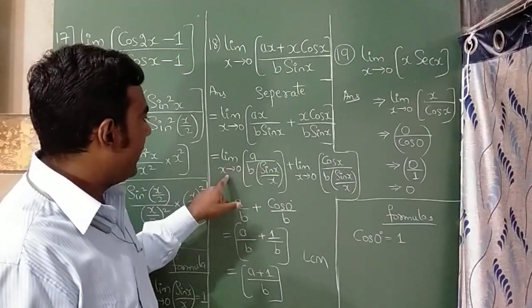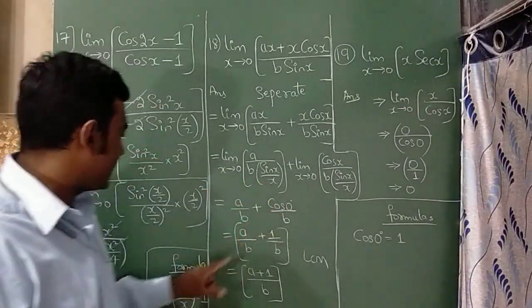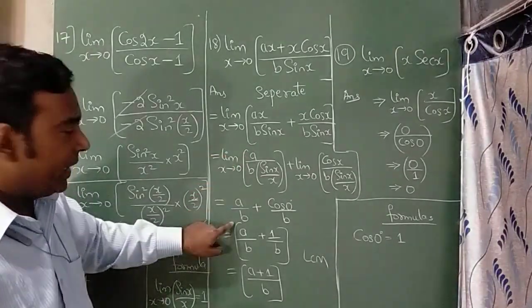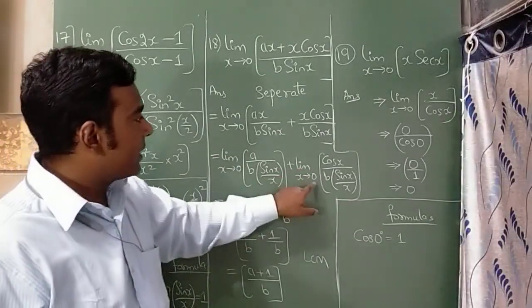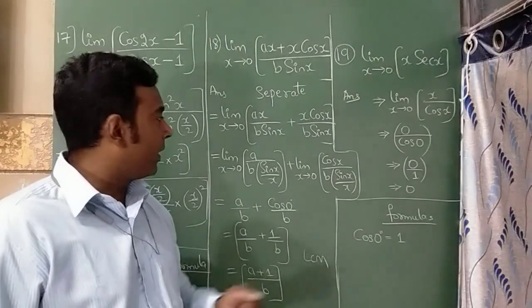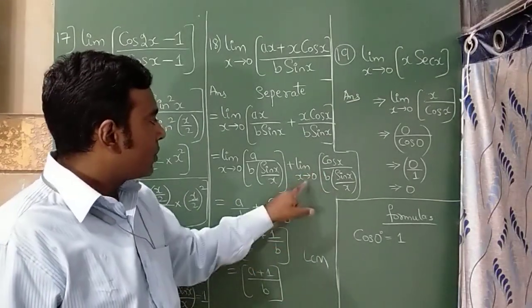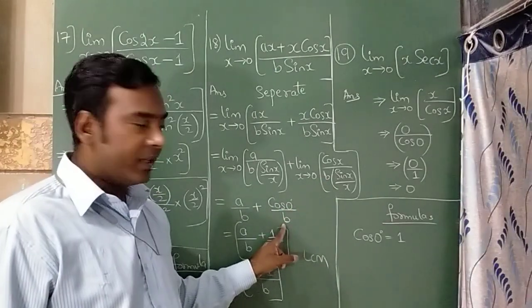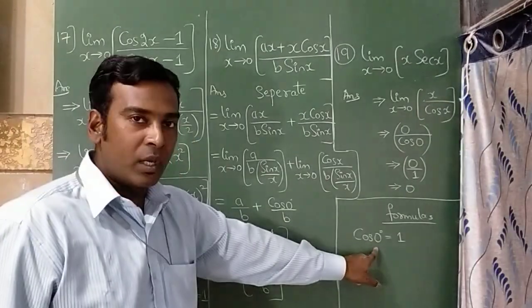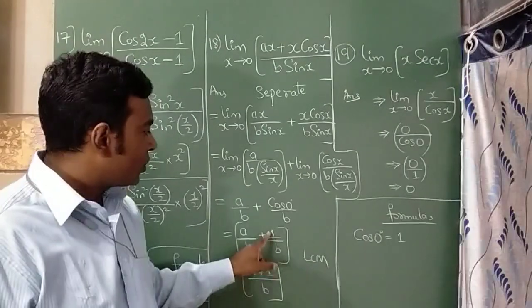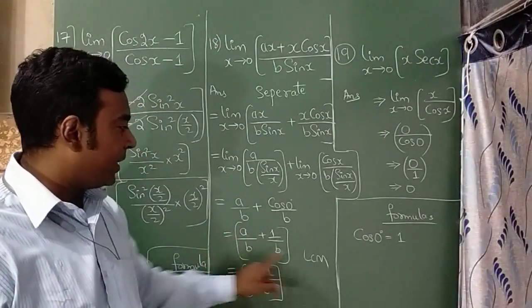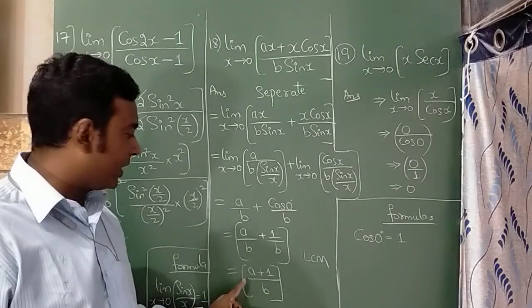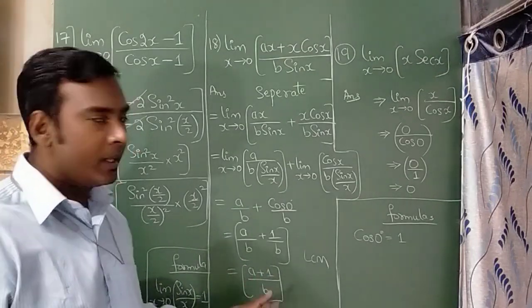Now again limit x tends to 0, sin x upon x is a 1 from this formula. So what is remaining here? a upon b plus limit x tends to 0, sin x upon x is a 1. So what is remaining here? Cos, in place of x I have substituted 0, divided by b. As you know from the formula, cos 0 is 1. So 1 divided by b, and here it is a by b. If I take LCM, when denominators are same, you need to add the numerators. That is (a plus 1) divided by b.